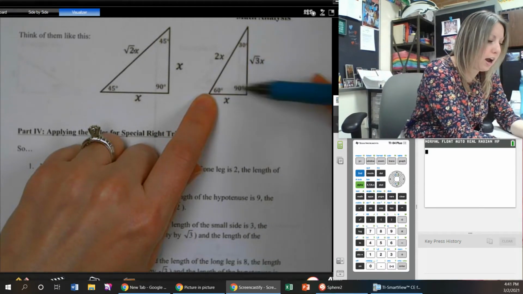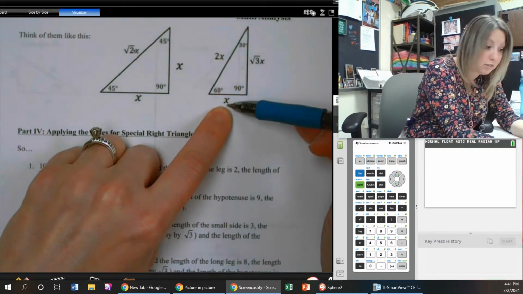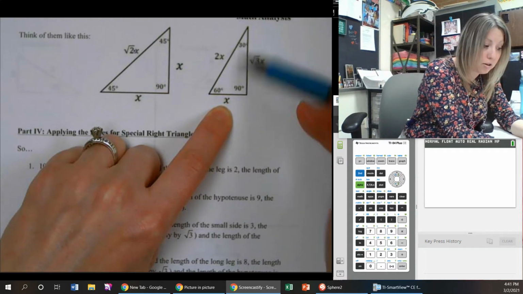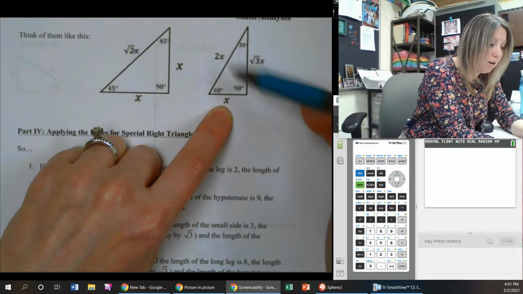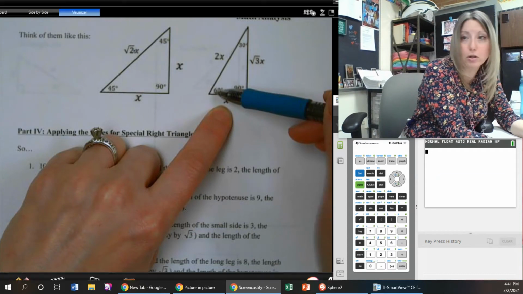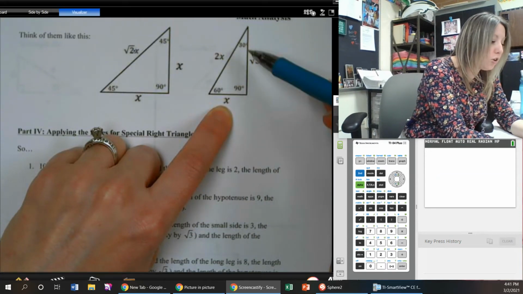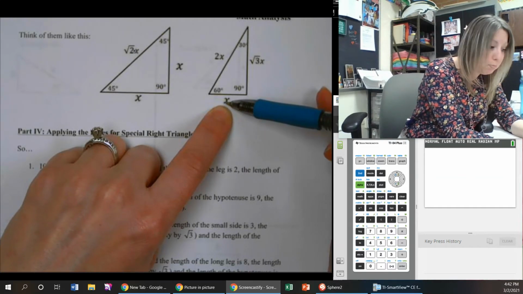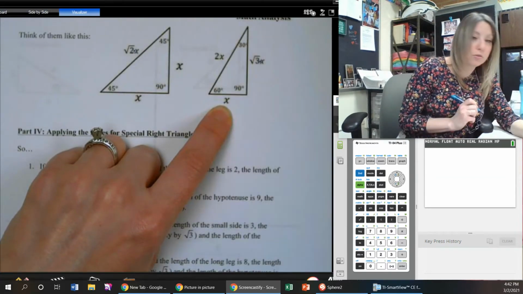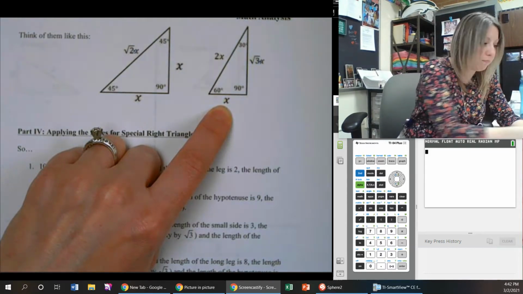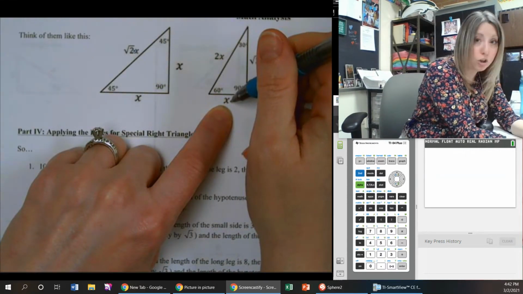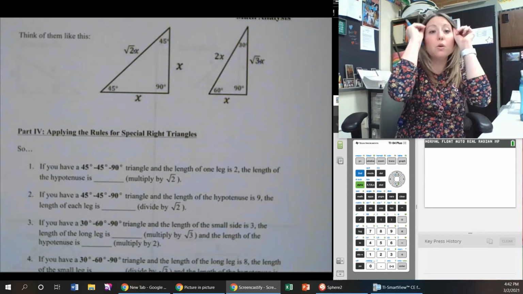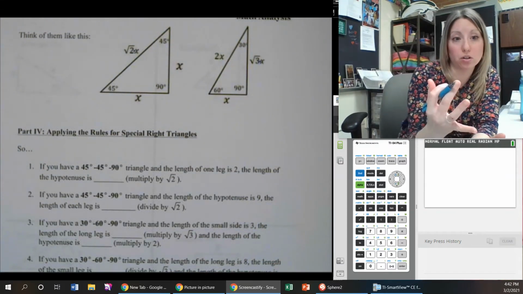In a 30, 60, 90, it's x. Notice, small side across from small angle, smallest side across from smallest angle, biggest side across from biggest angle, medium across from medium. Middle, I suppose I should say, right? So knowing the side across from the 30, multiply that by radical 3. This is times, right? So you get x times radical 3. Multiply that by 2, you get the hypotenuse length. Okay. That's the situation that we're looking at.